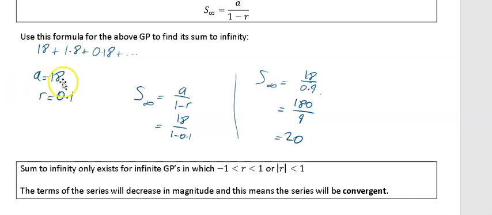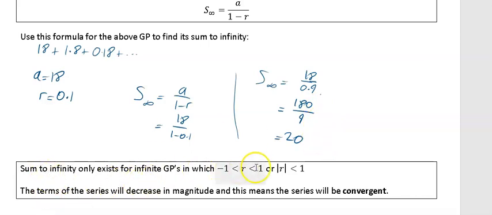So we have shown that when your A was 18, your R is equal to 0.1, your sum to infinity is a over 1 minus r, so 18 over 1 minus 0.1, which becomes 18 over 0.9, multiply top and bottom by 10 to give you 180 over 9, which is just 20.